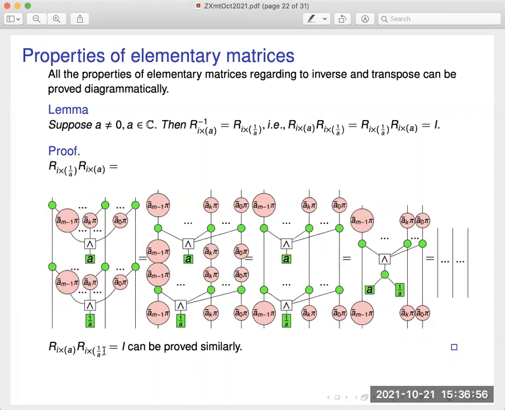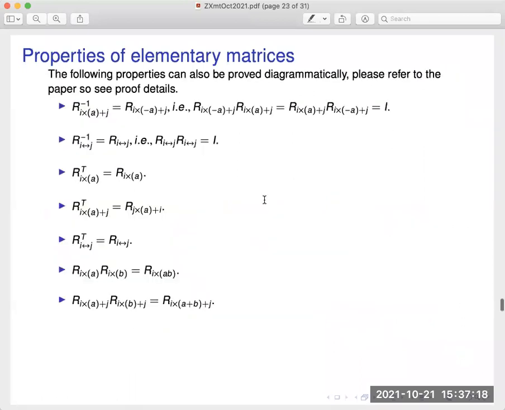This part can be grouped similarly. So you can see that once we have the diagrammatic representation of the row multiplication, the property of its inverse can be proved diagrammatically, and I think it's not complicated. Similarly, I just show one proof. If you are interested, you can look at the paper for the details. Similarly, you can check all these kinds of properties by diagrams.